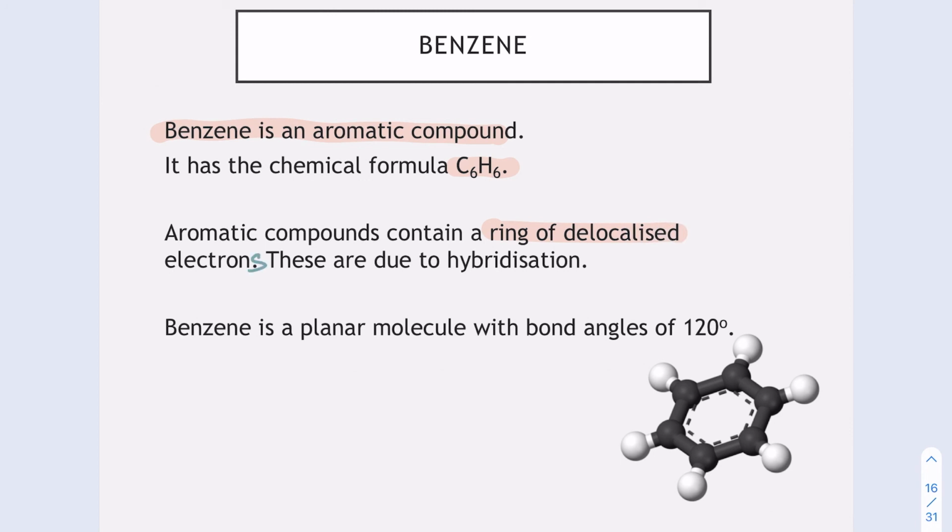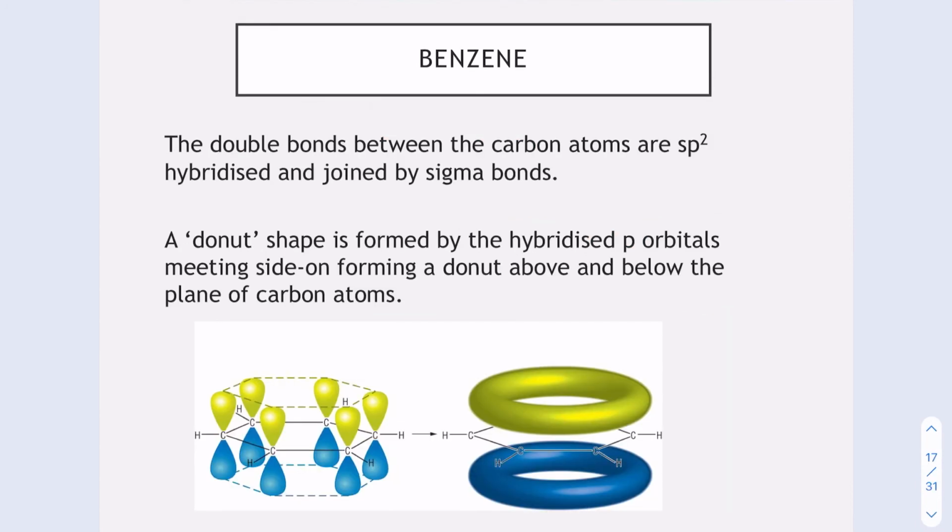If you make benzene, or if you have a look at any pictures of benzene, it's a planar molecule. It's got bond angles of 120 degrees, so it can kind of lie flat on the table. So why can it lie flat on the table? Well, you've got your double bonds between your carbons. They're sp2 hybridized. They're also joined by sigma bonds. Again, this is something we've just met earlier on.